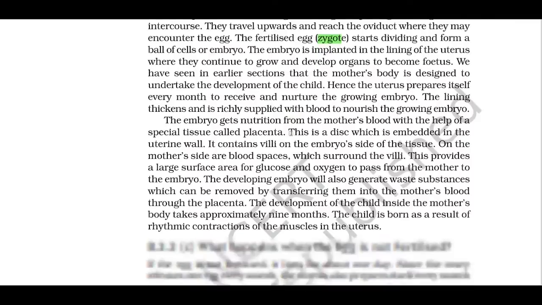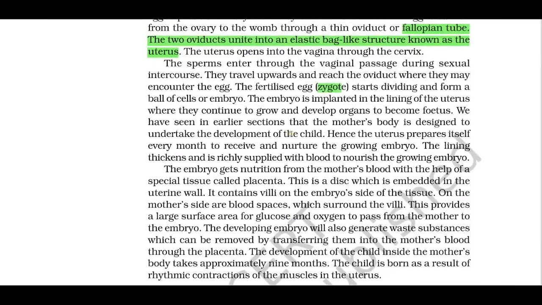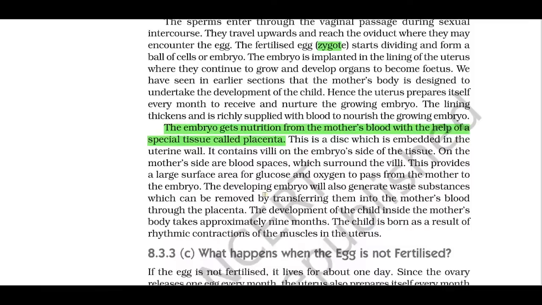Now the important question here is, how does the embryo get nutrition? The embryo gets nutrition from the mother's blood with the help of special tissue called the placenta, and also the waste produced by the embryo is removed with the help of placenta. The waste generated substances can be removed by transferring them into the mother's blood through what? Placenta.